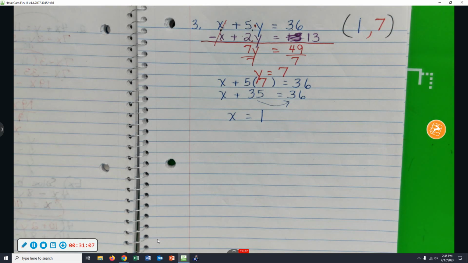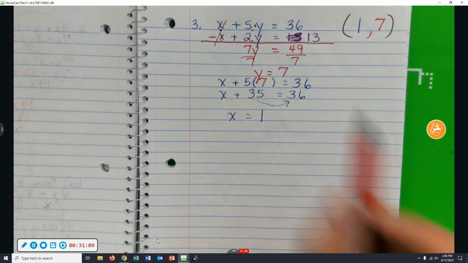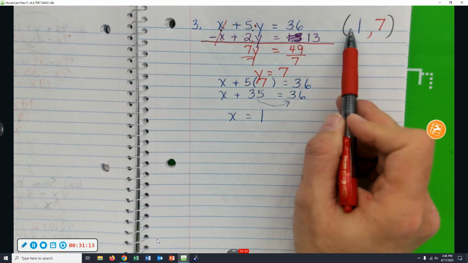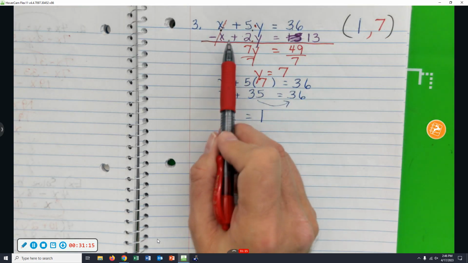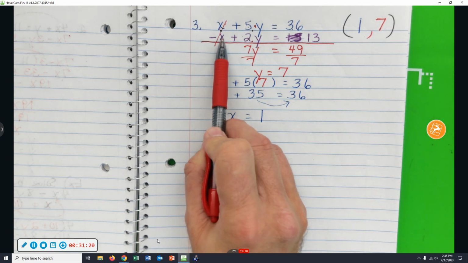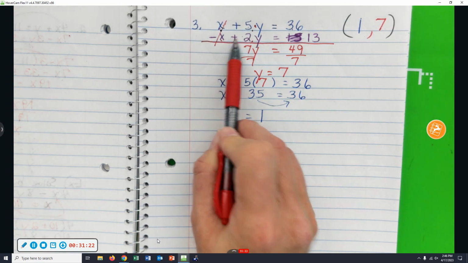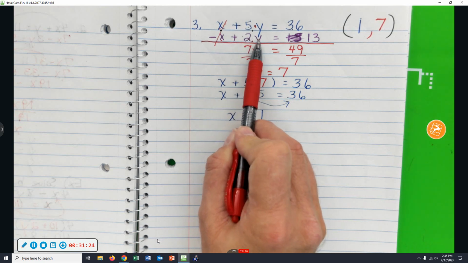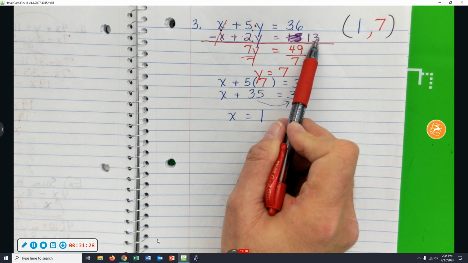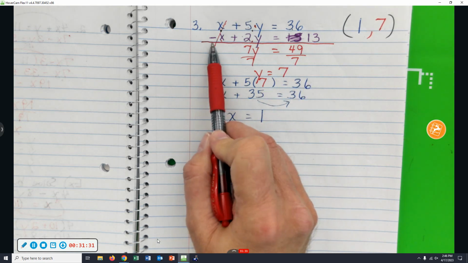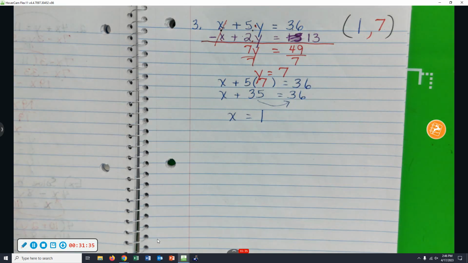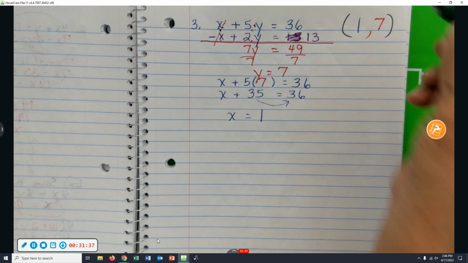Remember, if in doubt, you can check it. 1 plus 35 is 36. I'm plugging the 1 and 7 in. Let's do it in the purple one down here with this negative. We'd have negative 1 plus 2 times y, 2 times 7, that's 14. Is that giving me a 13? Negative 1 plus 14, does that equal 13? Yes. So here is my answer.